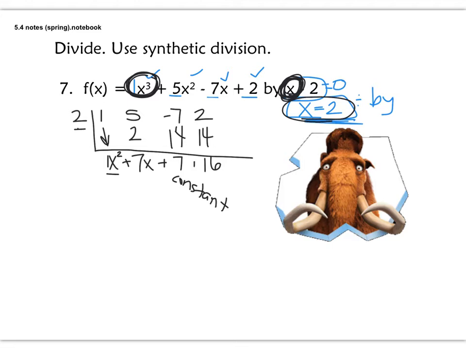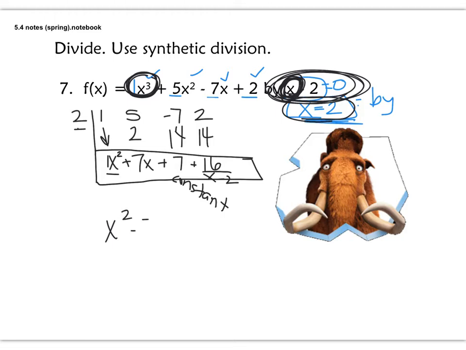And then that extra number on the end, that's your remainder. And remember, remainders go over whatever it was you were dividing by in the first place. Well, that was a terrible line being drawn. Sorry about that. So we had x squared minus 7x plus 7 plus my remainder was 16 over x minus 2. And we're done.